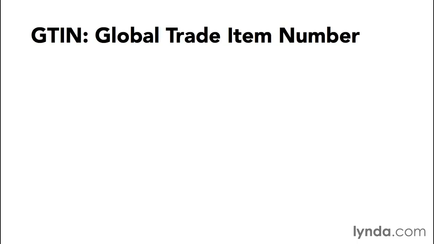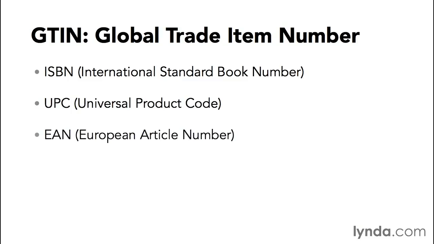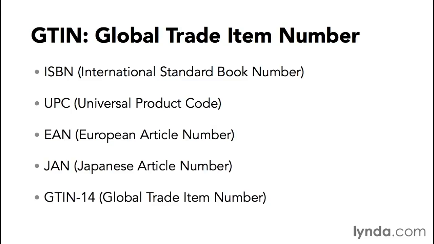There are various different types of GTIN. The most familiar to Americans are the ISBN number, used for publications, and the UPC number, the barcoded number found on most packaged goods you buy at a store. There's also the European article number, Japanese article number, and the Global Trade Item 14 number. If your product doesn't have this number, you can't, in general, list the item on Amazon.